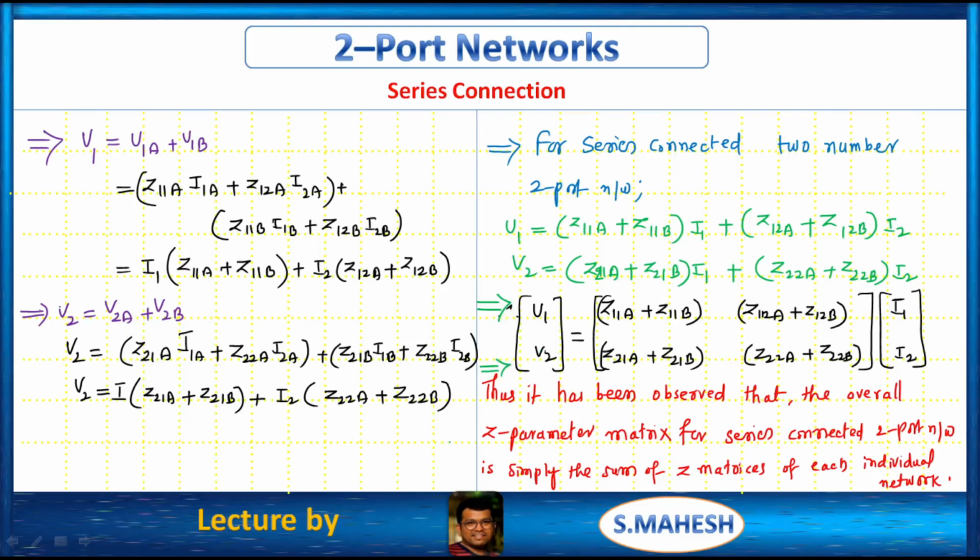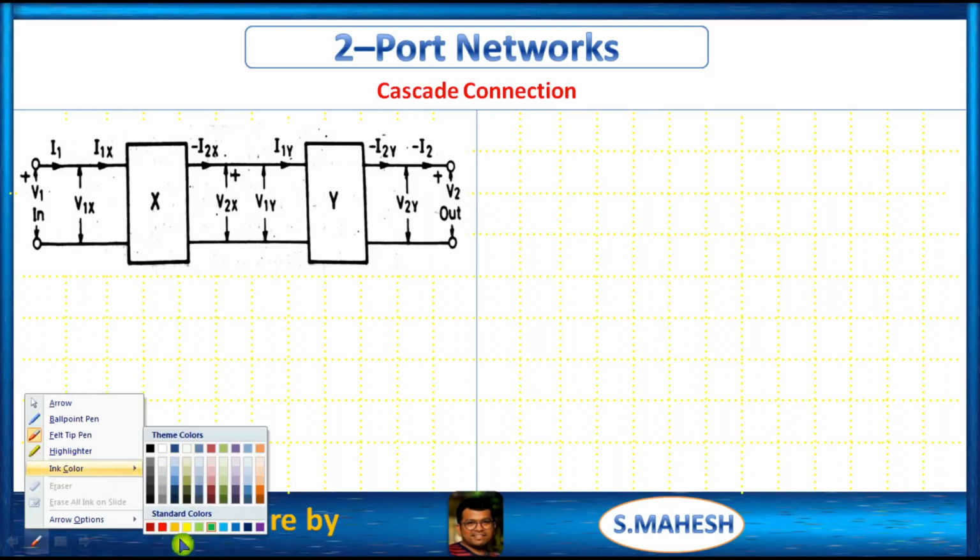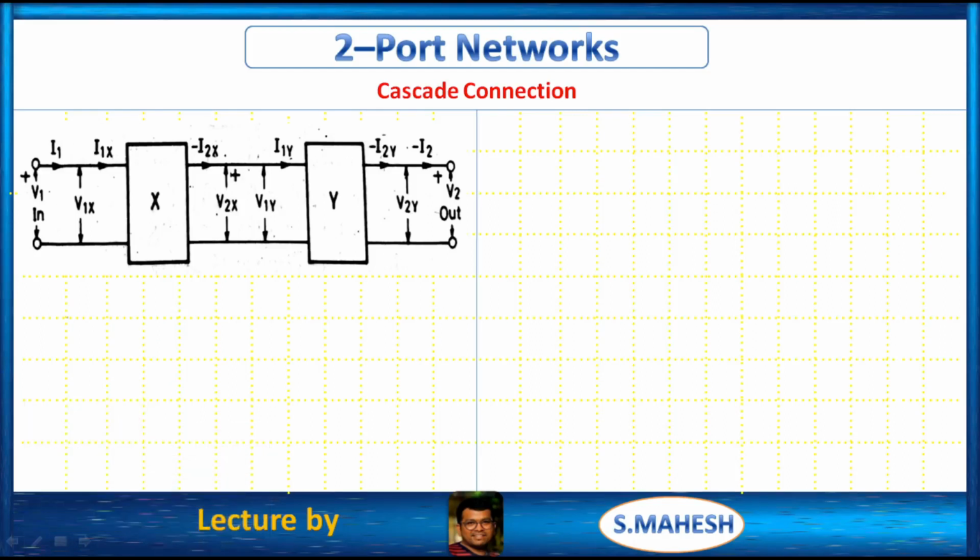Next we have to discuss cascade connection. So this is the connection of cascade. In series connection, Z parameters are highly characterized parameters. In this cascade connection, ABCD parameters are highly useful.